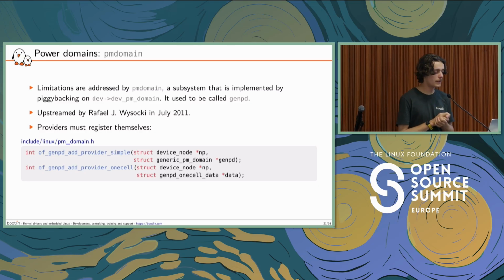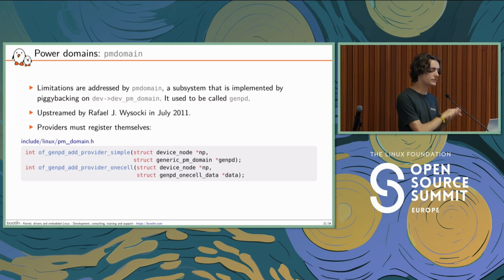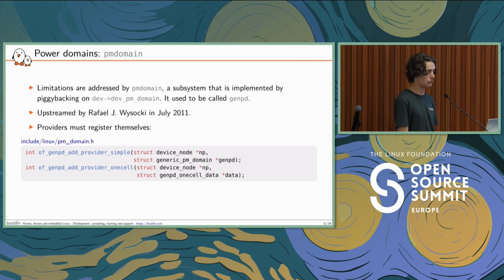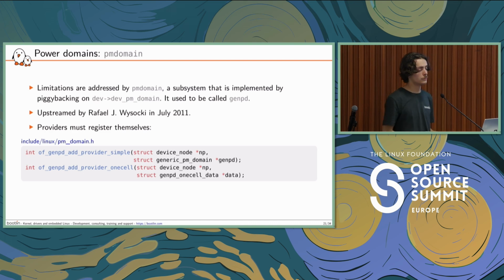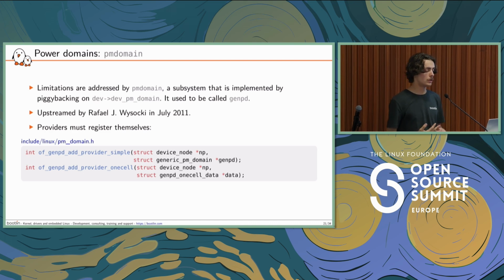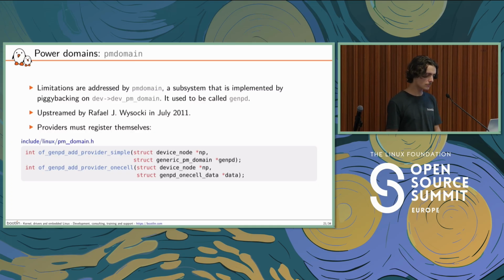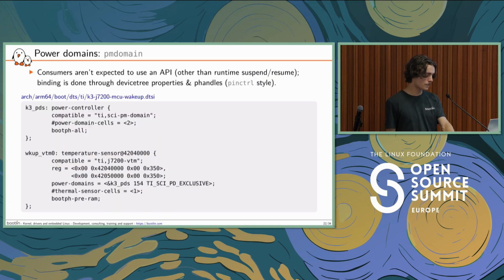That's what the API looks like if you want to register yourself as a power management domain provider. So, of course, you have something that looks like a register inside your subsystem. Here it's called add provider. And you have two options where one of them is simple. That is when you have a single PM domain for your device tree node. And otherwise, you can provide more than one.